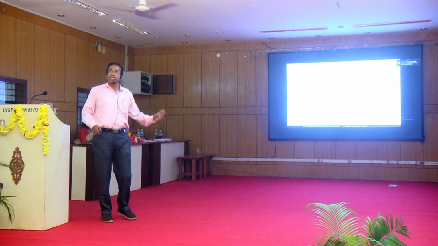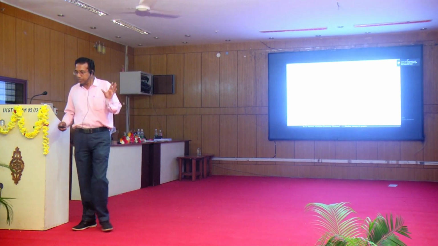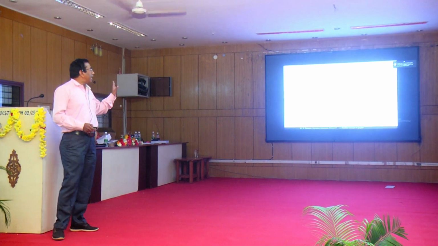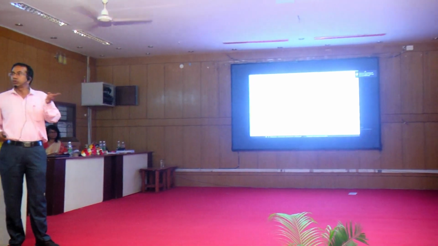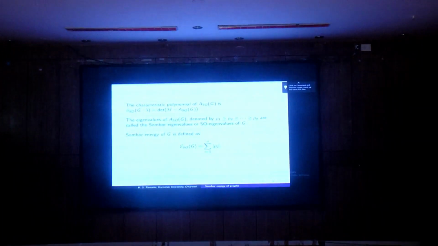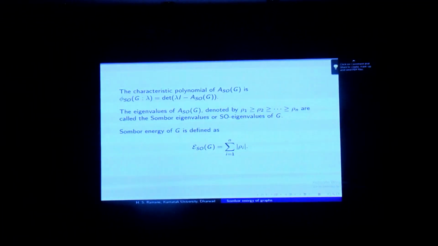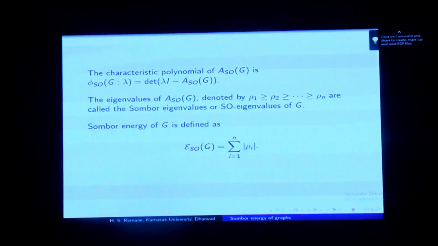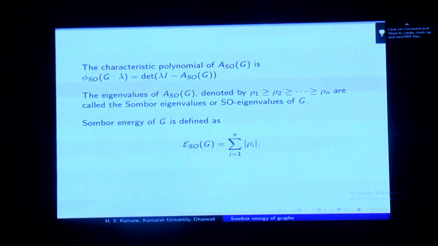Okay. So as usual, the characteristic polynomial of this Sombor matrix is called the Sombor characteristic polynomial, and the eigenvalues are denoted by rho 1, rho 2, up to rho n. Analogous to the ordinary energy, the Sombor energy is defined as the summation of the absolute values of the eigenvalues of this matrix. So that is called the Sombor energy.